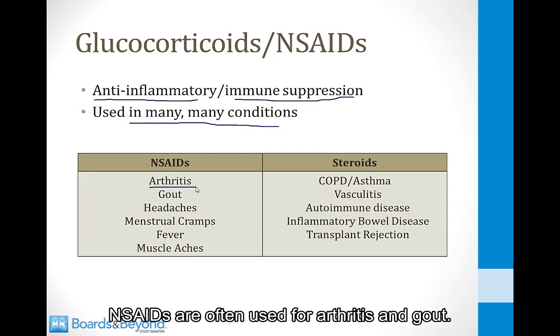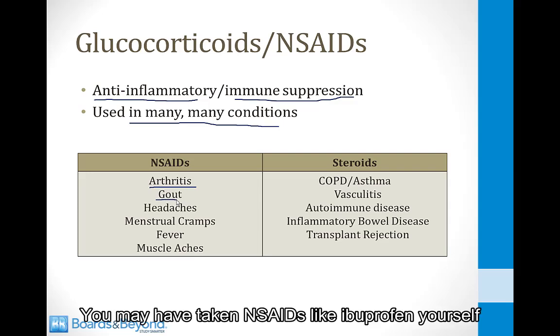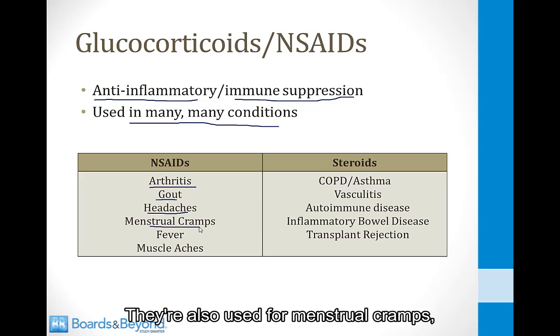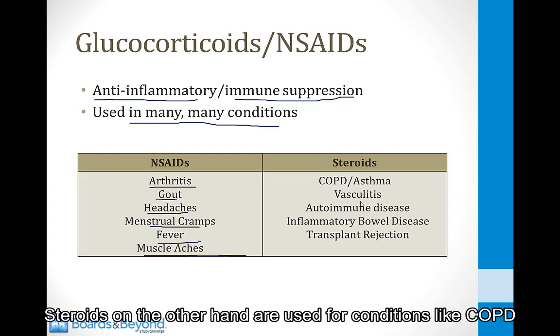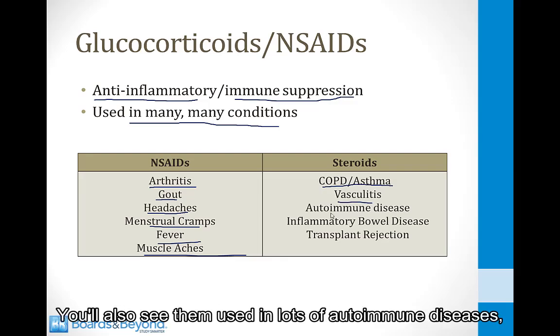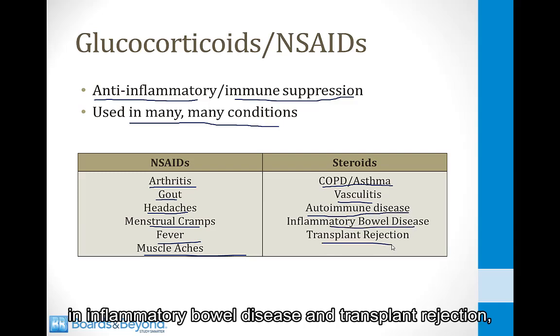NSAIDs are often used for arthritis and gout. You may have taken NSAIDs like ibuprofen yourself for headaches. They're also used for menstrual cramps, they're used to treat fever, and they're used to treat muscle aches. Steroids, on the other hand, are used for conditions like COPD and asthma. They're used in many vasculitis syndromes. You'll also see them used in lots of autoimmune diseases, in inflammatory bowel disease and transplant rejection.